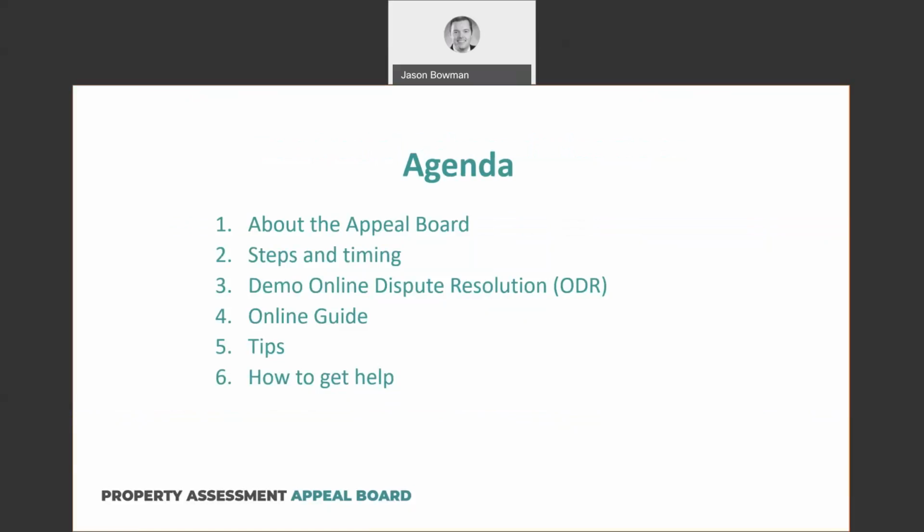Our agenda for today: first of all, we'll start off with some information about the appeal board. Then we'll dive right into the online dispute resolution, talk about steps and timing for an appeal, and provide you a demonstration of the online dispute resolution or ODR platform. Then we'll talk a little bit about our online guides, some tips and tricks for you, and how to get help.